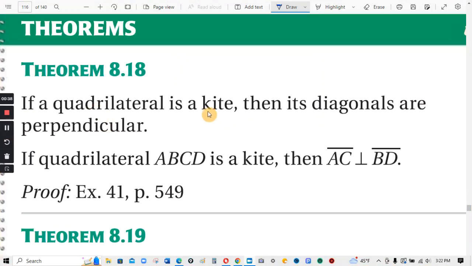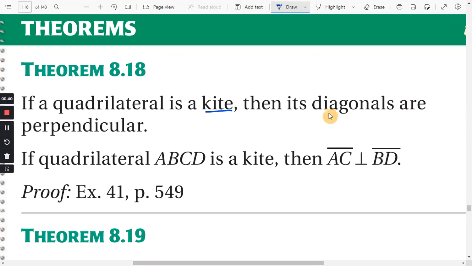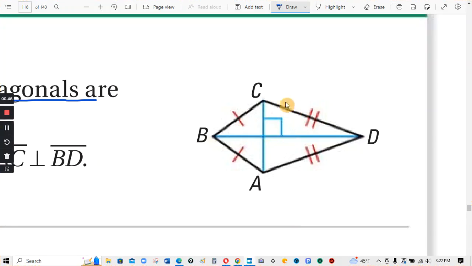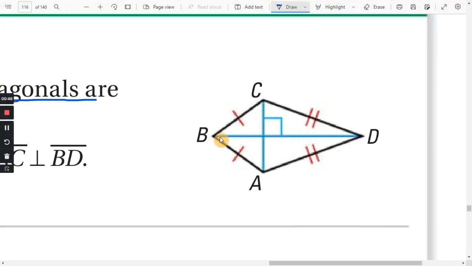All right, if a quadrilateral is a kite, then its diagonals are perpendicular. So right here we have the kite. This is a diagonal, and this is a diagonal. Okay, and notice they make a right angle with each other. And of course, these are all right angles here where the diagonals meet.